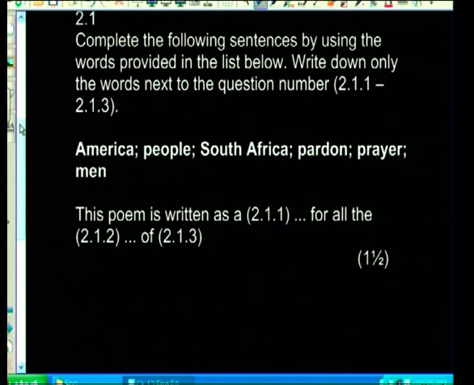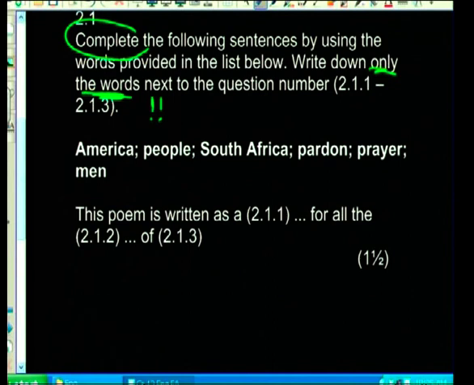Complete the following sentences by using the words provided in the list below. Write down only the words next to the question, only the words. Don't bug the examiner by writing the whole sentence next to the question number 2.1.1, 2.1.2, 2.1.3. Important. And this is our sentence. This poem is written as a for all the of, and there you have. So it's written as it's a prayer.